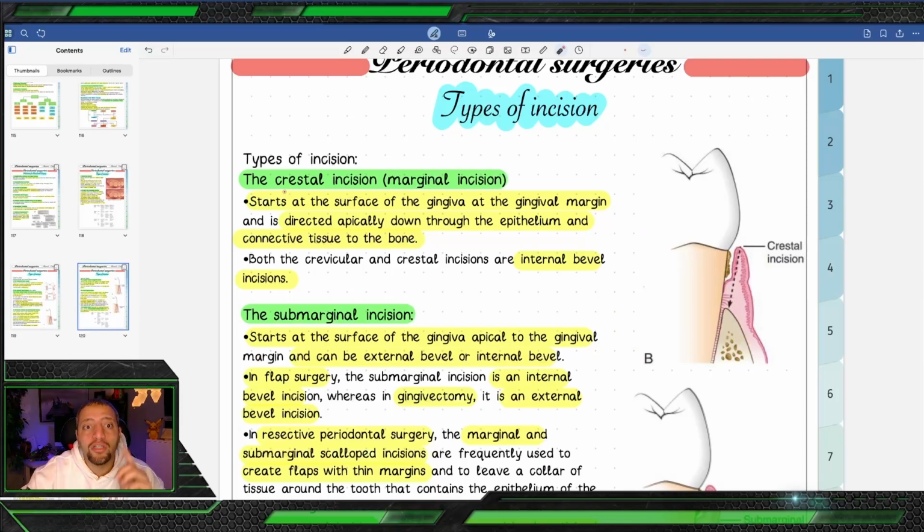So when we have little attached gingiva, we would like to preserve it. So we're going to start what we call crestal incision or marginal incision. We start at the crest and we end up apically toward the bone in this area. Start at the surface of the gingiva at the gingival margin and directed apically down through the epithelium and connective tissue to the bone. This is a part of internal bevel incision. This crestal incision is which type of incision? This can be considered internal. Why internal? Because we go from up till down. So this word internal means the direction of the cut.